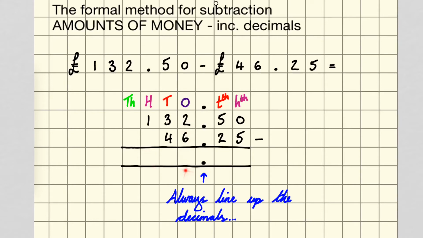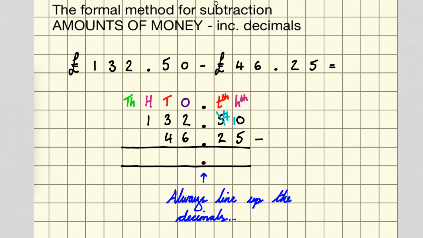And we'd usually start with the ones column, but because we've got a decimal, we need to start from as far over this way as possible. So we're going to start with the hundredths column. Looking at the hundredths column, 0, take away 5, we can't do, so we're going to have to exchange. We need to make the impossible possible.